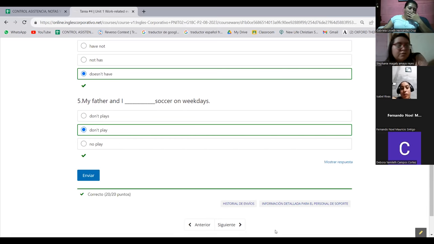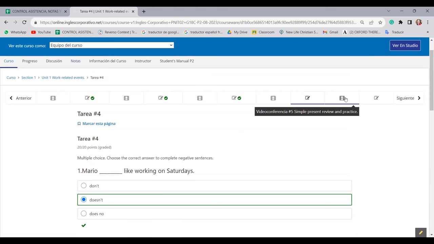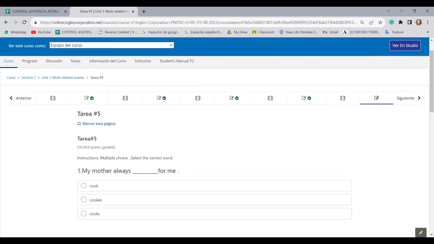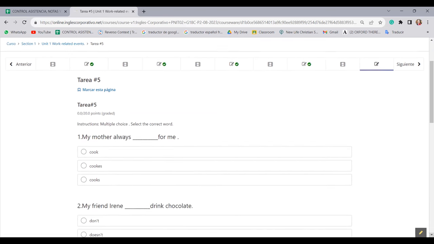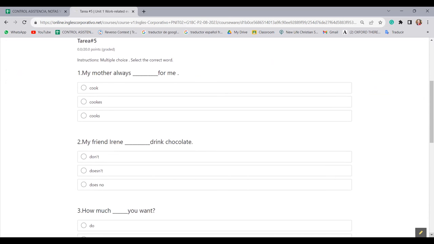So let's end in 20 of 20. Yes, we are almost to 100, guys. Let's look at the form number five. So this is under the topic, simple present review and practice. Let's go and do it together. Instructions, multiple choice. Select the correct word that fits, right?